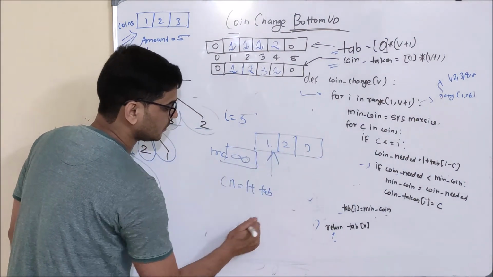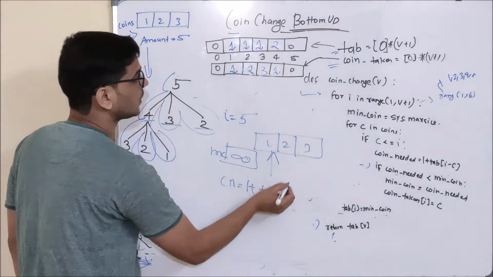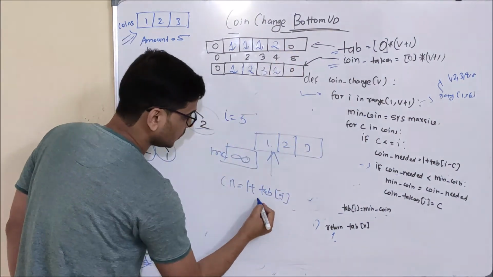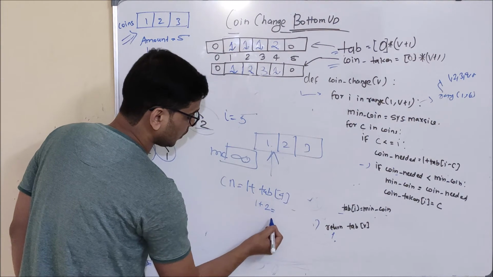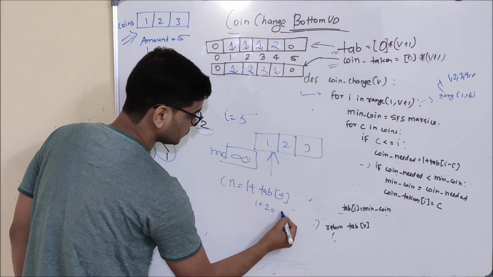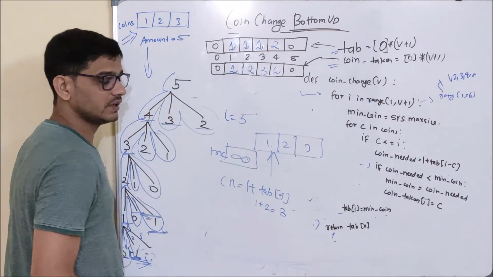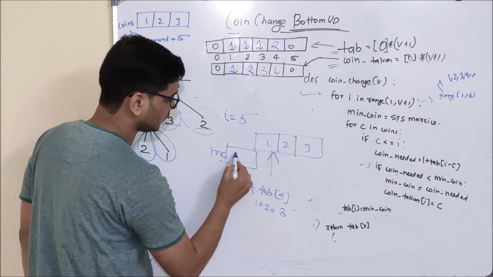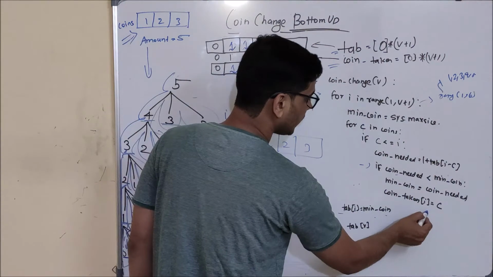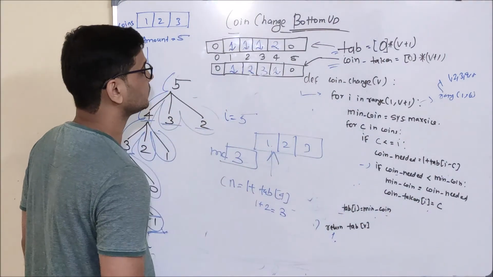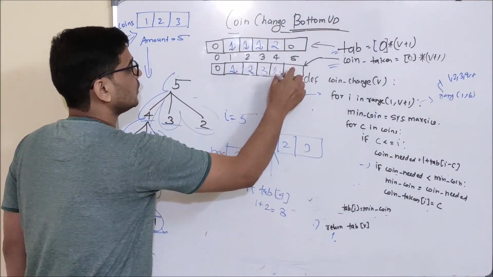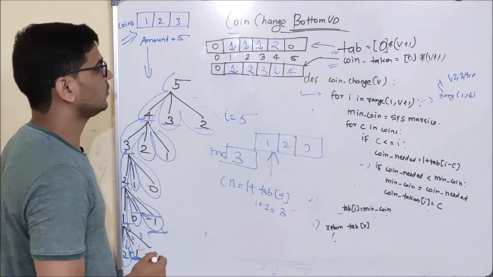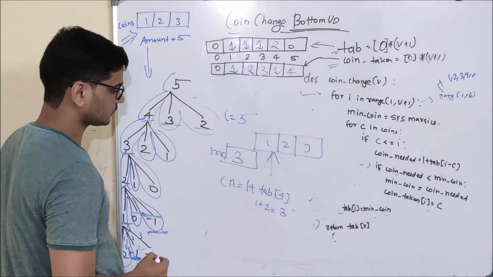So first of all, I am trying this coin. So tab of 4, and what is tab of 4? Tab of 4 is 2. So 1 plus 2 equal to how much? 1 plus 2 is equal to 3. Is 3 smaller than infinity? Yes. So I will update 3 here, and in coin taken of I am going to update c. It will be updated with 1.